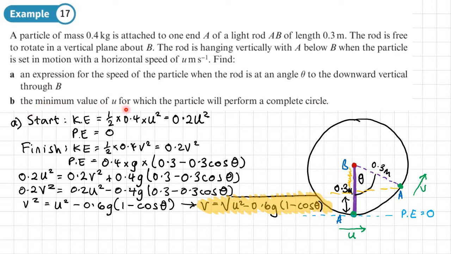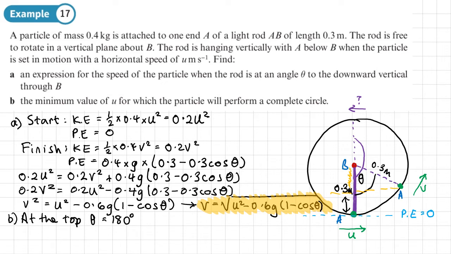So part B is saying the minimum value for u for which the particle will perform a complete circle. Now remember, these particles, objects, perform complete circles when the velocity at the top is greater than 0. In this case, at the top of the circular path, theta is going to equal 180 degrees. Basically it's done a half turn to get to the top, so we're talking about this point here. So that means our theta is going to be 180.